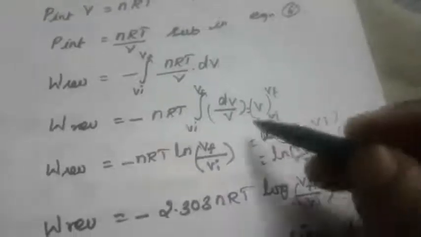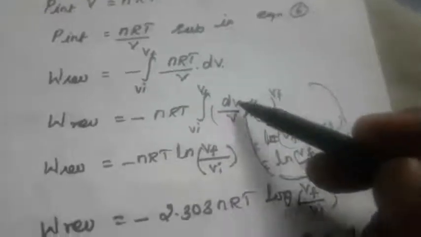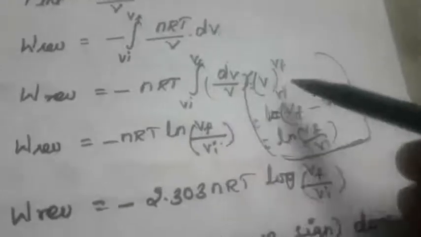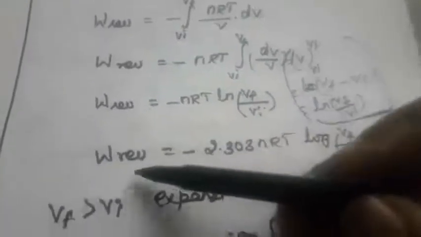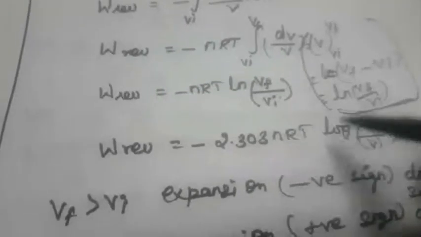So this is the step. This step is not in your book, they directly give this value. So the integral of dV by V is equal to ln V, so ln VF minus ln VI is equal to ln VF by VI. So W reversible is equal to minus nRT ln VF by VI. The natural logarithm is converted into log, so you multiply by 2.303 nRT log VF by VI.